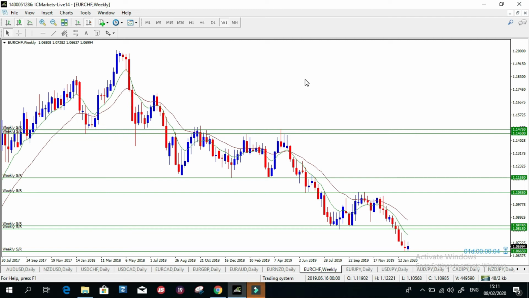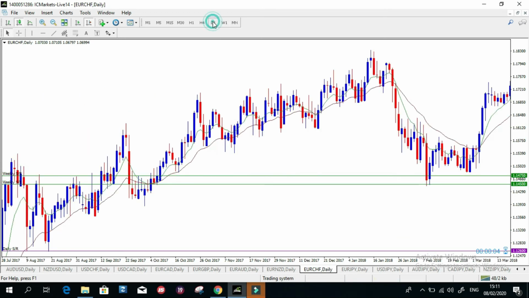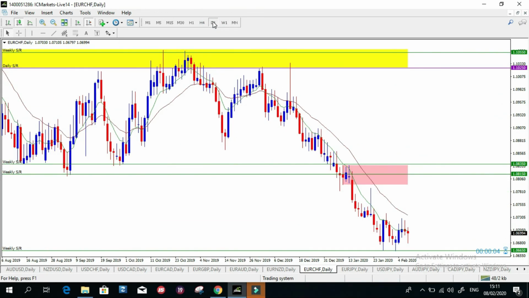Finally, we have the euro versus the Swiss franc. We can see from the weekly time frame that this pair has been on a long-term downtrend. So ideally, we want to search for sell signals to stay with dominant trend and have high probability trades. On the daily time frame, price is currently sitting on a weekly support level 1.0665, and it's making some rejections for the support area so far. So a pullback is more likely to happen.